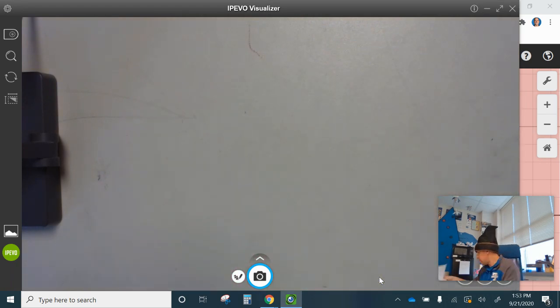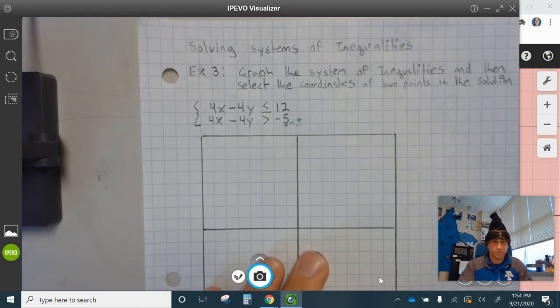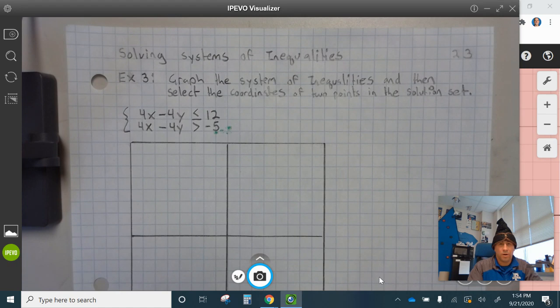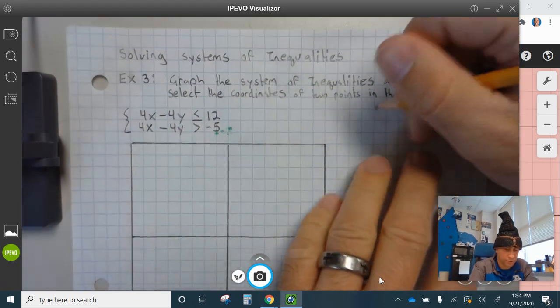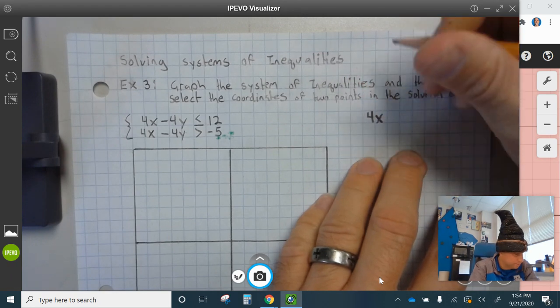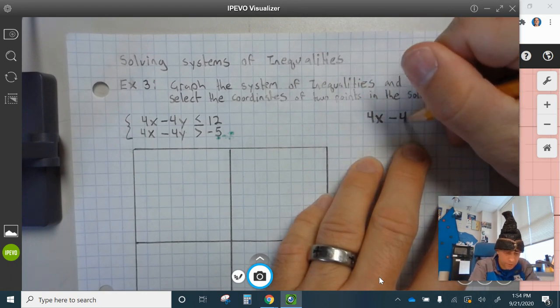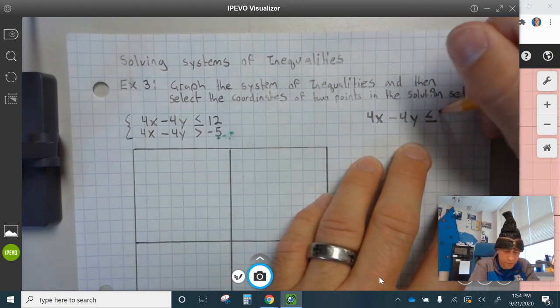All right. Let's take a look at example 3. Solve systems of inequalities, general, page 23. Graph the system of inequalities and then select the coordinates of 2 points in the solution set. So again, before we can graph this, we have to solve for y. So let's come over here. So we have 4x minus 4y less than or equal to 12.